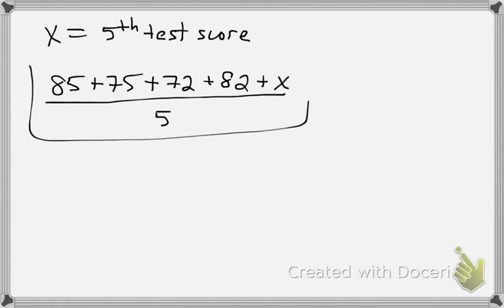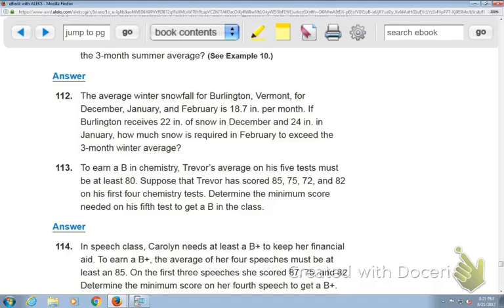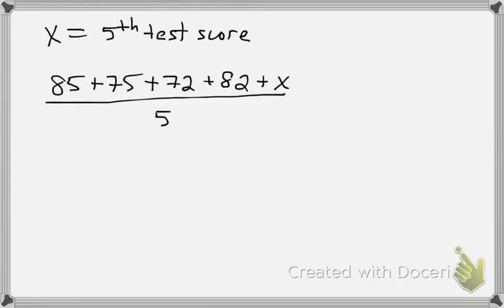So this entire expression represents the average score. And in order to earn a B, it has to be at least 80. So how am I going to write that in there? Is it greater than or greater than or equal to? Greater than or equal to 80. Everybody on board with that?